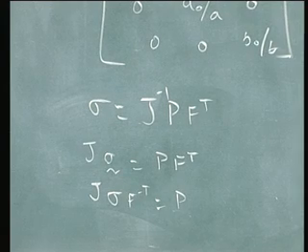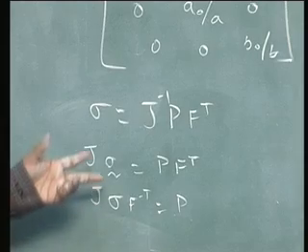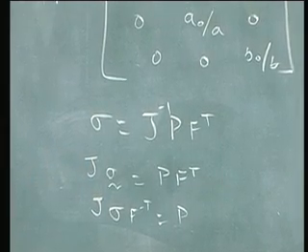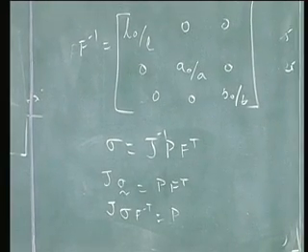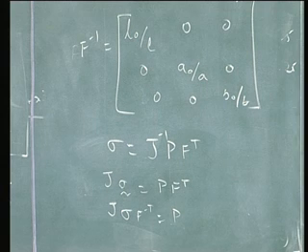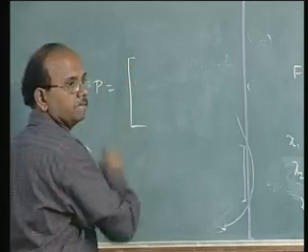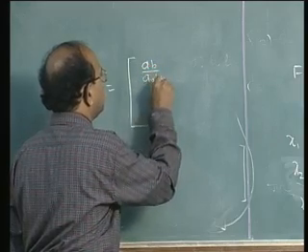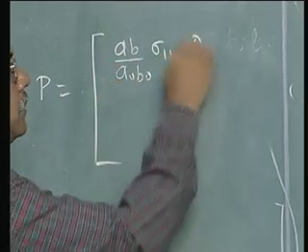Pardon? What is sigma? Sigma is sigma. What is that you get for P? AB, okay, let me write it here. So P is equal to AB by A naught B naught sigma 1 1, rest of it are 0.